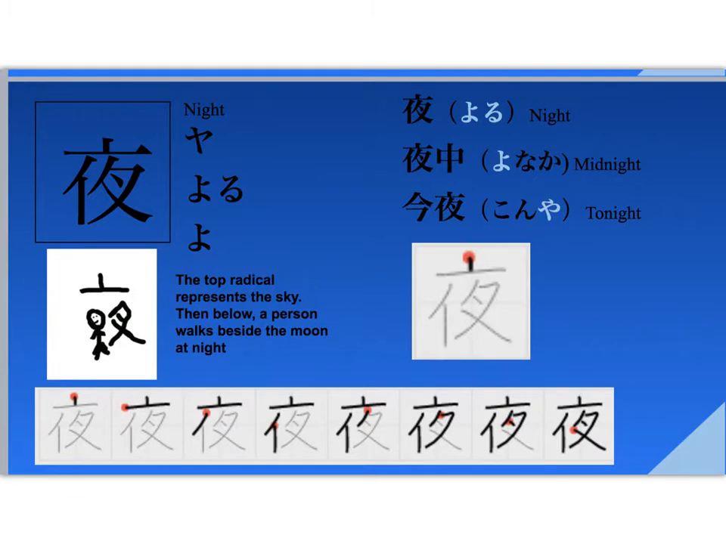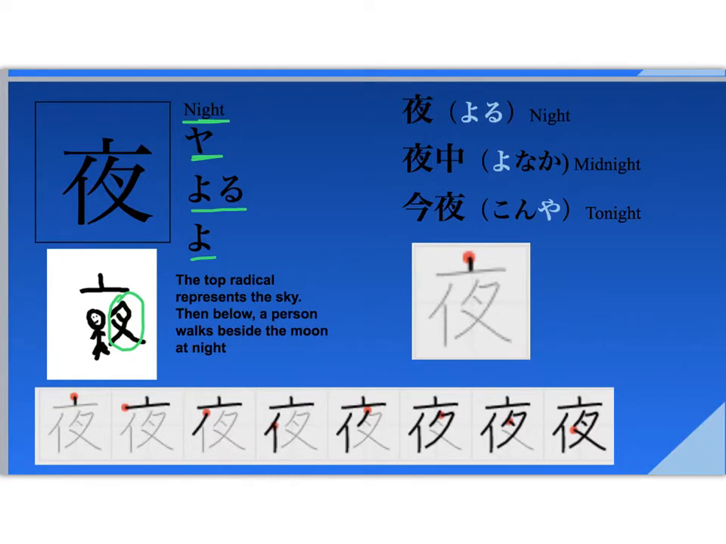This kanji means night, and it's read for the onyomi, it's ya. For the kunyomi, you have 2 different ones. It's yoru and yo. And the top radical represents the sky or something above, basically. And then below you have the person radical. And then this portion is a derivative of the moon. So it's another moon radical.